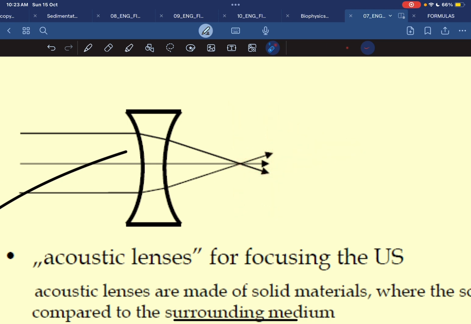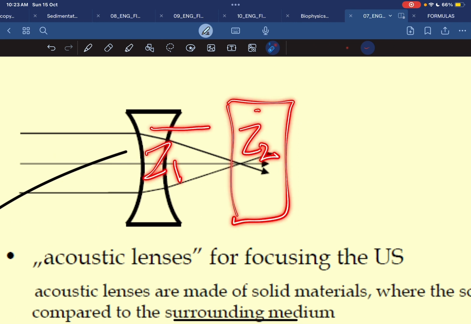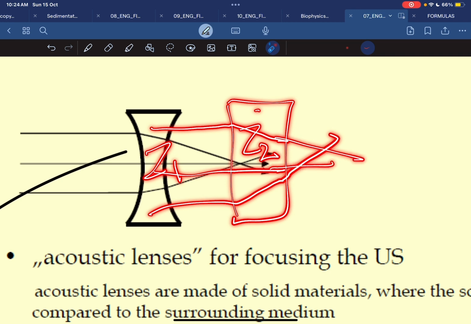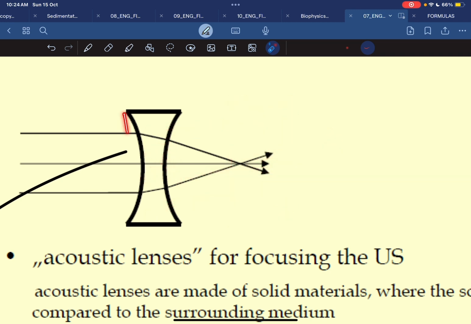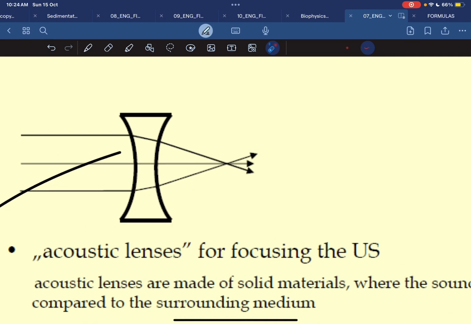Why? Because if this has a higher z, if z2 is higher than z1, then the sound traveling through will refract low anyway. It will refract like that anyway, so they will end up meeting anyway. So this doesn't need to be the concave shape it has. It could be any shape and the sound will still converge, because sound doesn't really act like light waves.